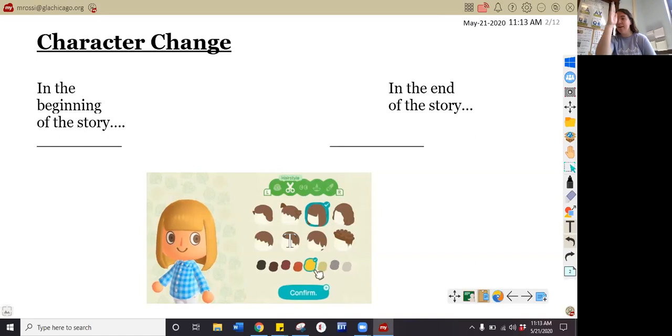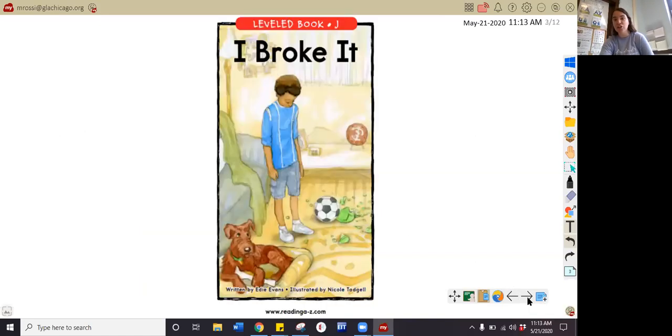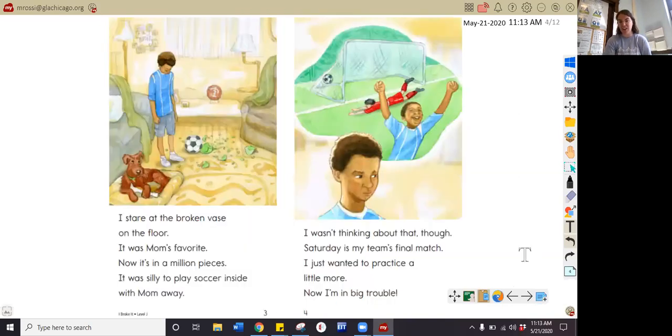All right, so we're going to go ahead and read a book today about a character who's going to change because of something that happens in his house. So today our book is called I Broke It. We're going to read to find out what happens in this story when our character breaks something in his house.